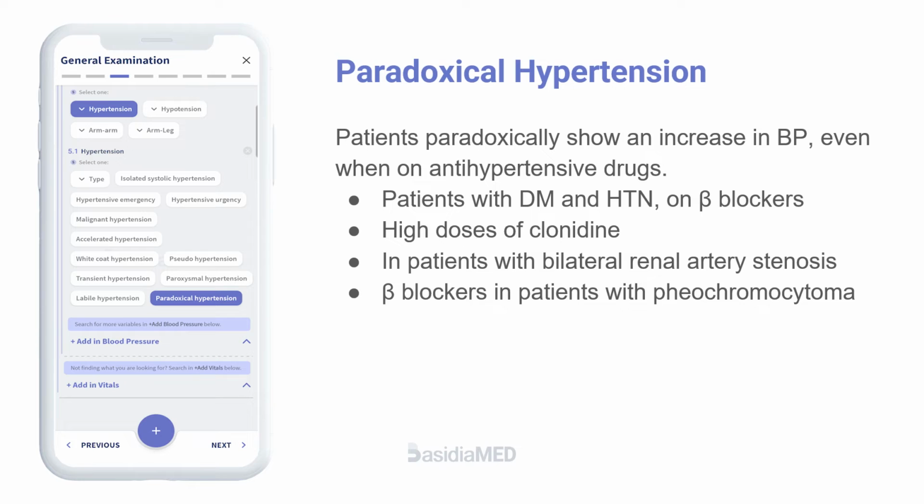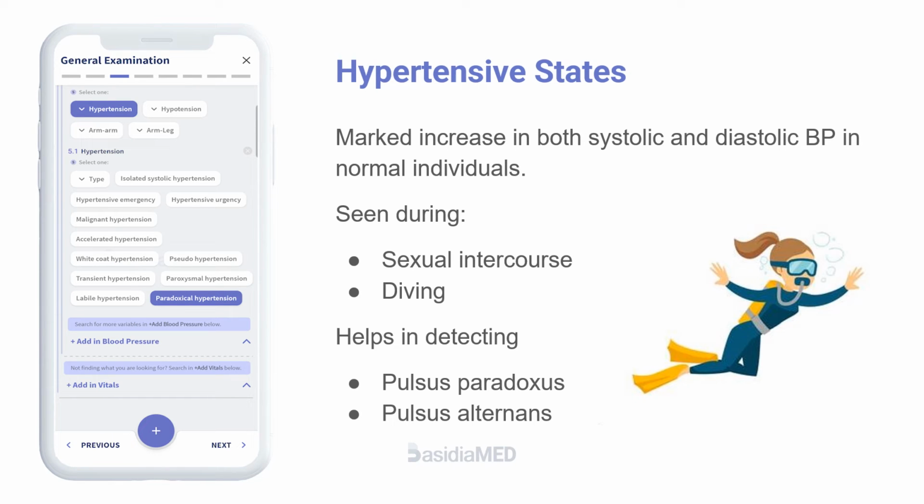Paradoxical hypertension is when patients show an increase in BP even when on antihypertensive drugs. A few examples are patients with diabetes mellitus and hypertension on beta blockers, high doses of clonidine, bilateral renal artery stenosis, and administration of beta blockers in pheochromocytoma. Hypertensive states is a marked increase in both systolic and diastolic BP, seen in normal individuals during sexual intercourse or on diving. May be useful in detecting pulsus paradoxus and pulsus alternans.